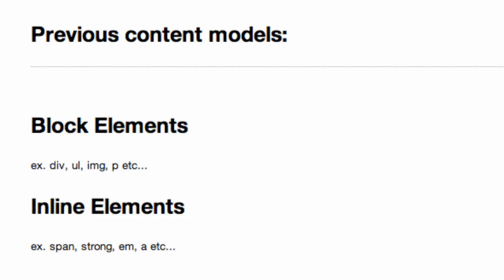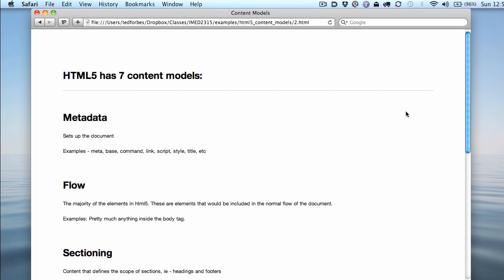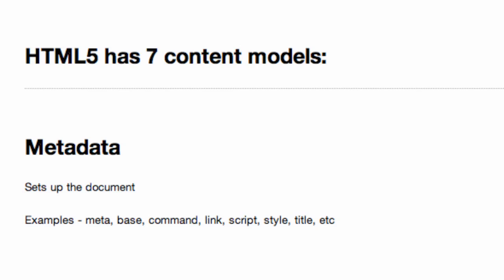Now, in HTML5, this scope has expanded considerably. And now HTML has 7 content models, okay? And I want to go through each one of these. Not much has changed in how we're going to style them in CSS, but it is important to know how these affect your document and give the browser instructions on how to render things.